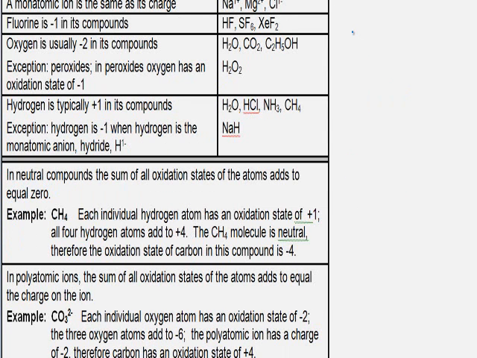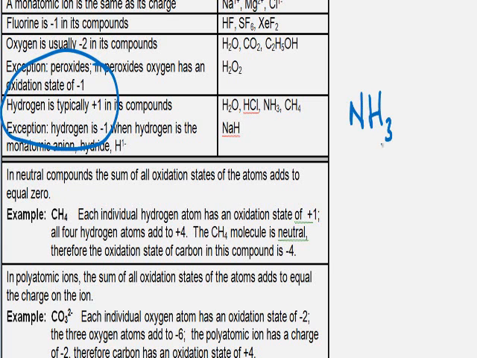Hydrogen is also assigned a value for an oxidation state. Hydrogen has a value of +1 when it's in a compound. So if we see something like, say, NH3, a covalent compound, the hydrogen atoms in this compound have a value of +1. Or if we have something like methane, CH4, likewise, the oxidation state of an individual hydrogen atom is +1.